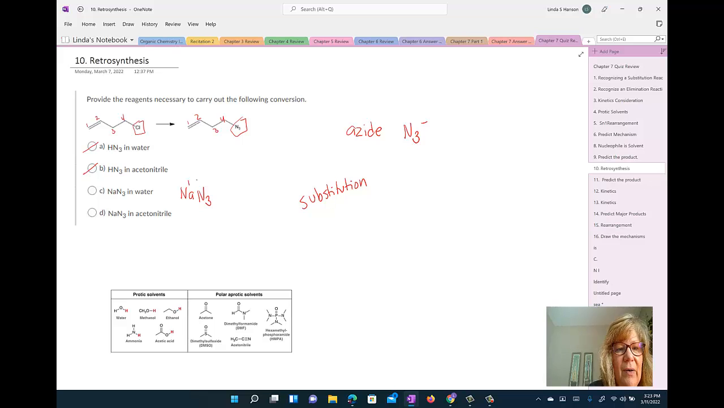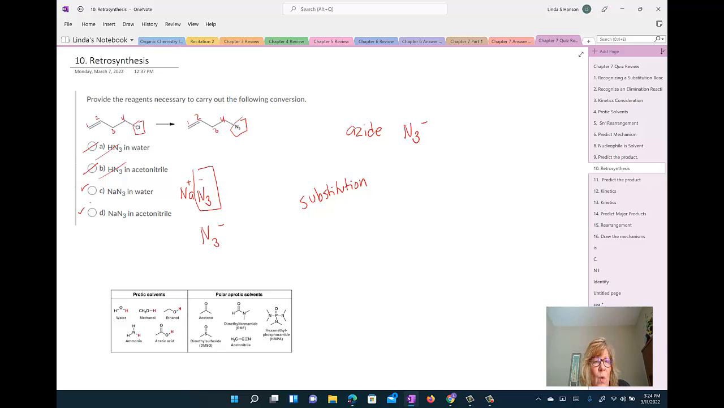So in the salts, NaN3, think about sodium as the counter ion. This is the anion. We want it to be negatively charged. So I can toss out HN3 in both water and acetonitrile because I don't want it to be protonated. I want the salt, so I have a source of the negative ion. So now I've narrowed the choice down to choice C and D.